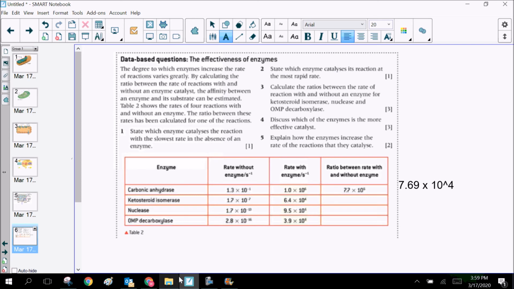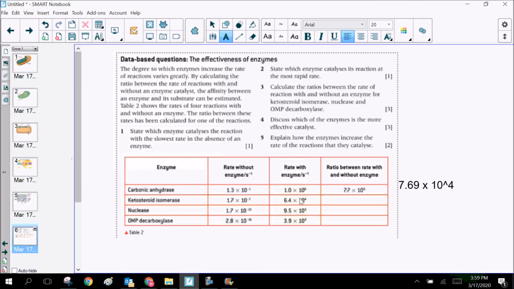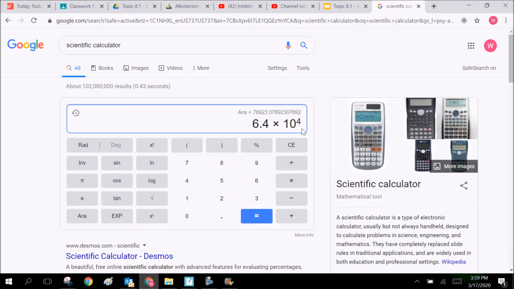So 6.4 times 10 to the fourth. All right, so I got that one, and then divided by 1.7 times 10 to the negative 7th. So we're going to go ahead and say 1.7 times 10 to the negative 7th. Okay, and there we go. Now we're going to go ahead and run that division problem.